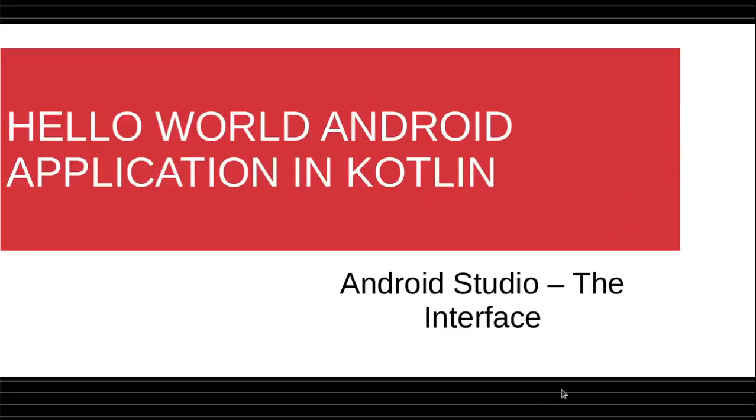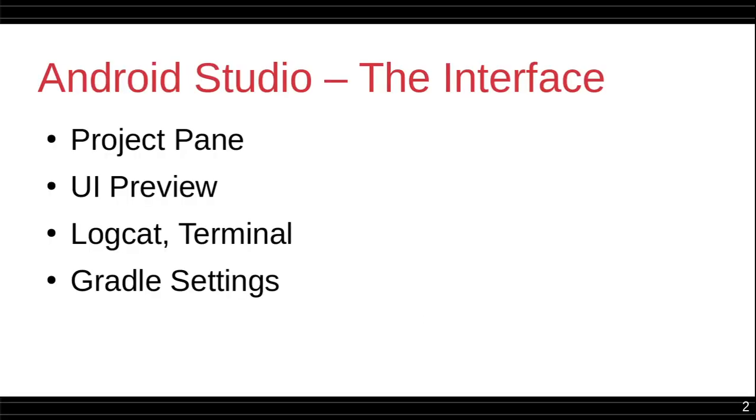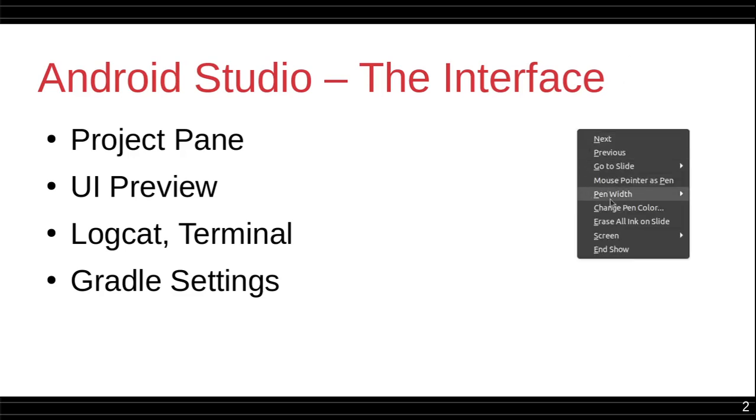Hi everyone, this is Samuel here, and today we'll be looking at a Hello World Android application in Kotlin. So we'll be taking you through Android Studio, the interface, in this first section. Under Android Studio, the interface, we'll be looking at the project pane, the UI preview, layout, terminal, and then Gradle settings. Without wasting much time, let's go right in.